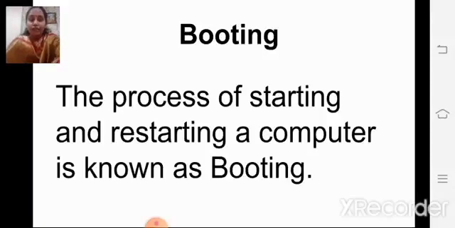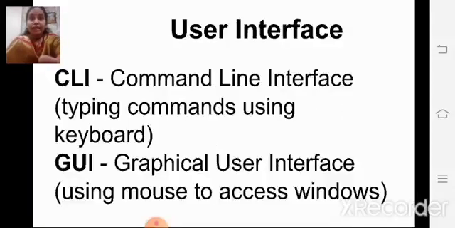Now after that we have seen CLI and GUI. There are two types of interfaces. One is CLI. The full form of CLI is command line interface. In this we only use a keyboard to work on a computer. We need to remember the commands and give the commands using the keyboard.